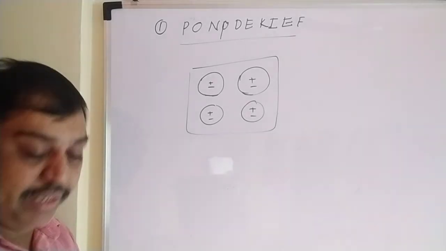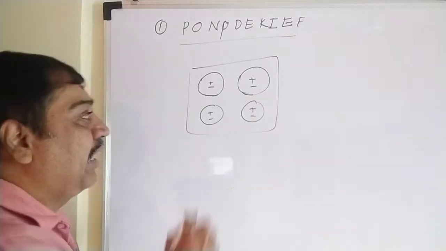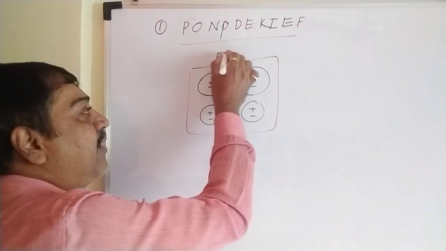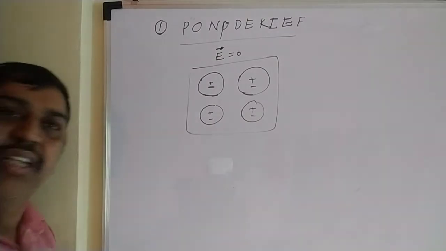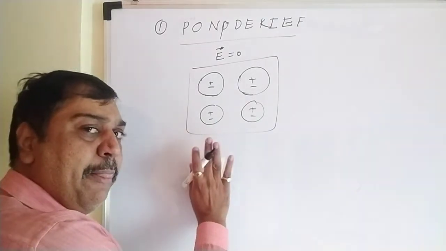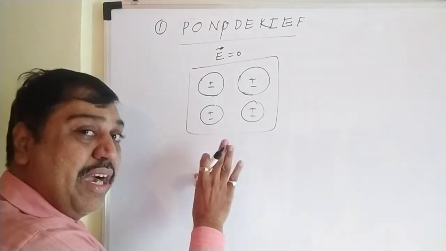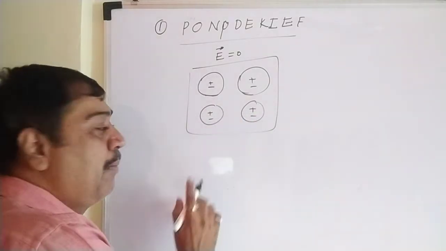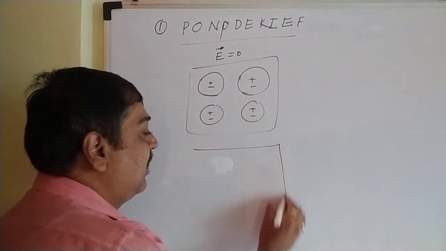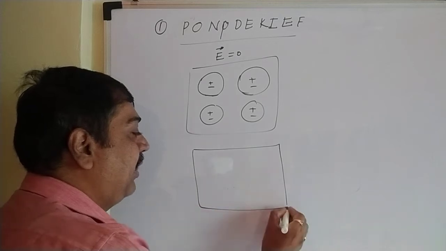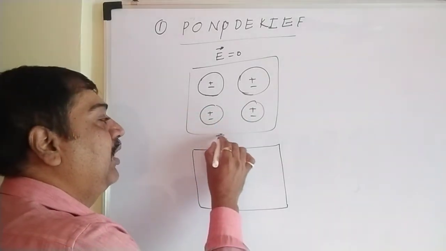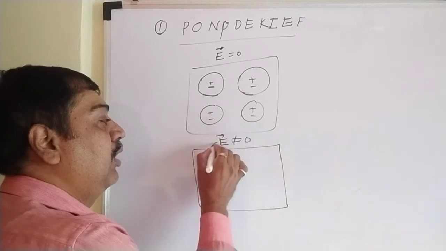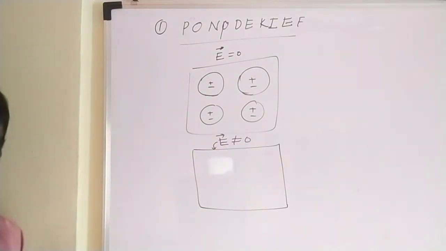Now when they are not kept in an electric field, the electric field is zero here. We have not applied an electric field. There is no change, there is no production of polarities. It remains as it is. But when we apply some electric field across this material, E is not equal to 0 in this diagram.